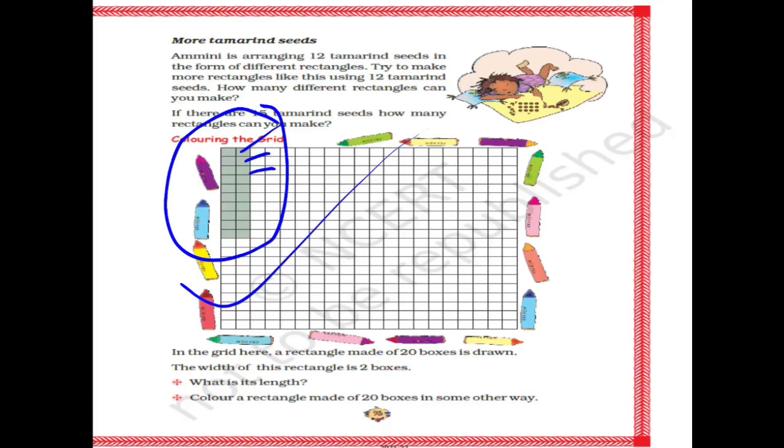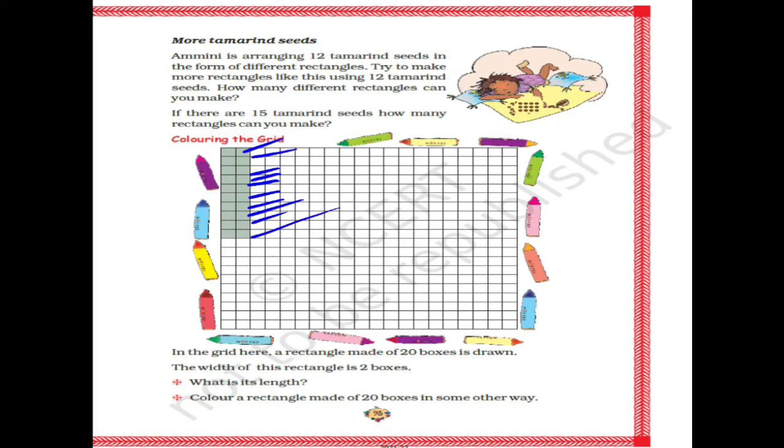Now next, what is given? It is given that the width of the rectangle is 2 boxes. Let's count 1 and 2. Yes, there are 2 boxes. Now what we have to do? We have to find the length of the rectangle. So let's count 1, 2, 3, 4, 5, 6, 7, 8, 9 and 10. So what you will write in a notebook, you will write that by observing the rectangle colored in the grid, we can say that the length of the rectangle is 10 boxes.